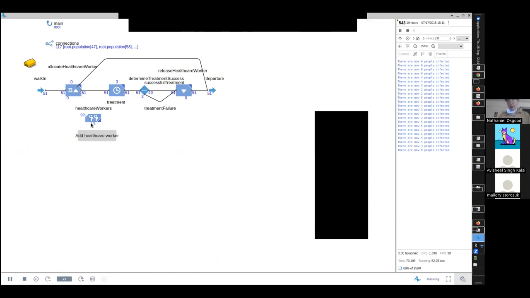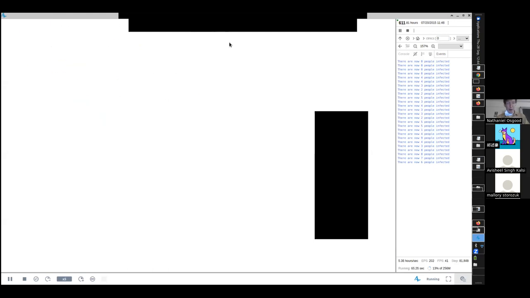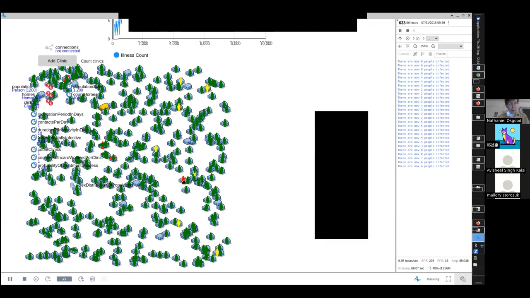The healthcare workers are being used about 9% of the time, and they're proceeding through. And most people have proceeded this way. Only two have exhibited treatment failures. The rest have gotten care. Okay, gotten successful care. Okay, but infection is spreading within the population.